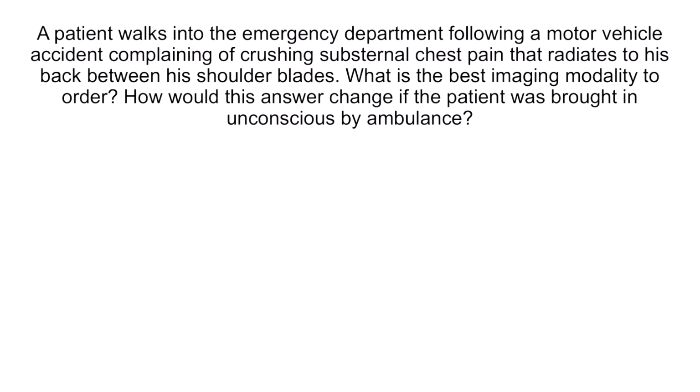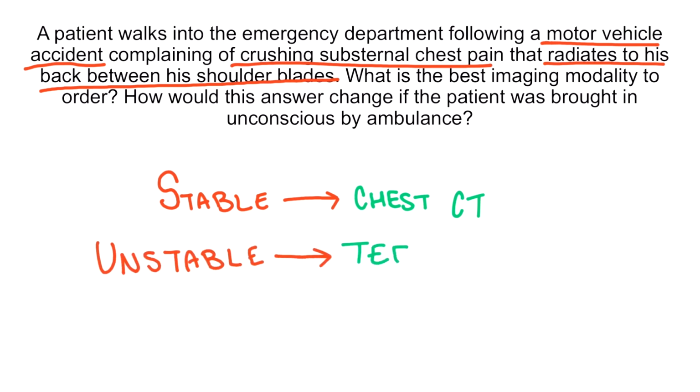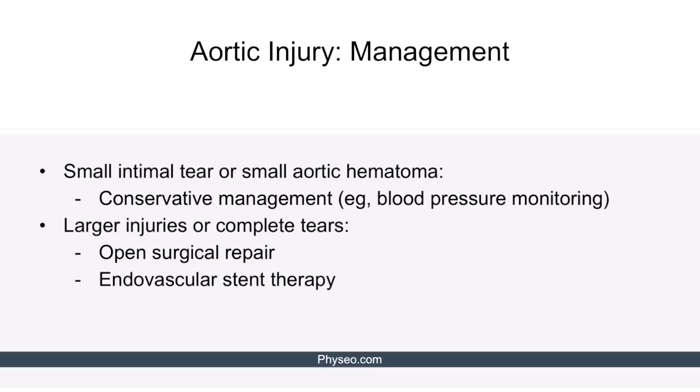As we just went over, one of the risk factors for aortic injury is rapid deceleration injury, such as in a car accident. Additionally, the common symptoms of aortic dissection include chest pain and interscapular pain. Since this patient walked into the emergency department, we can assume they are hemodynamically stable, which means a chest CT is the test of choice. If the patient was brought in unconscious, then we could assume they were unstable, and we would use TEE, transesophageal echo.